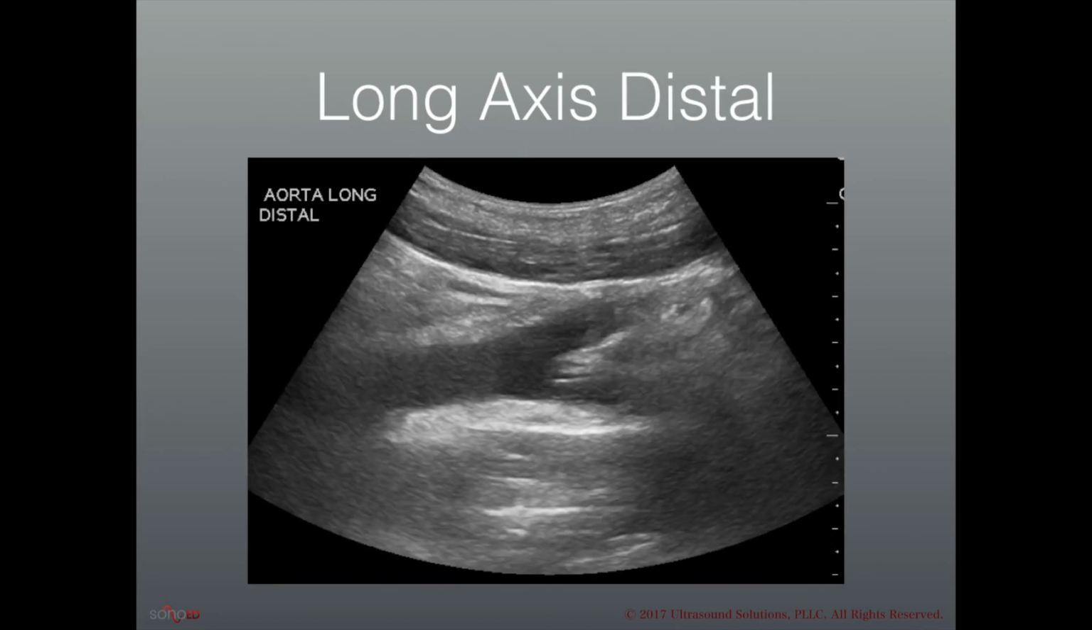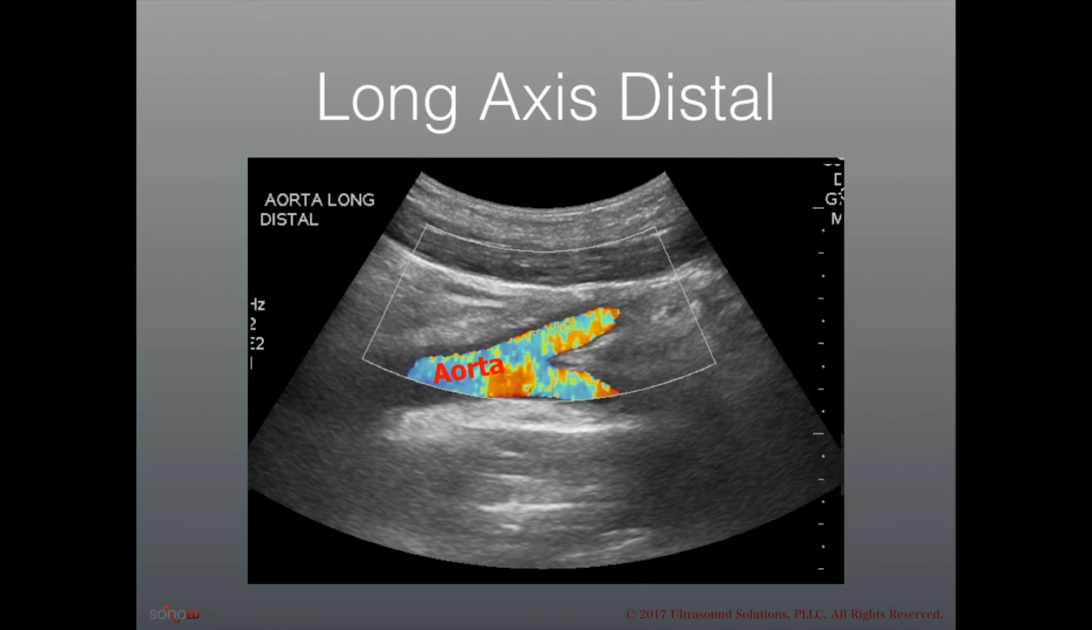If you angle the probe correctly, you can also see the distal aorta in a longitudinal axis. Here's your aorta, and you can see just to the right of that, it bifurcates into the common iliac arteries. This also creates a really cool appearance if you add color flow.